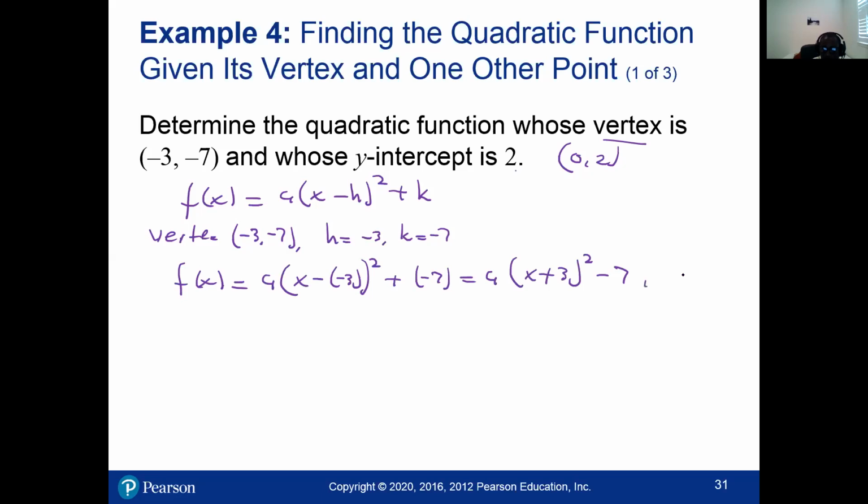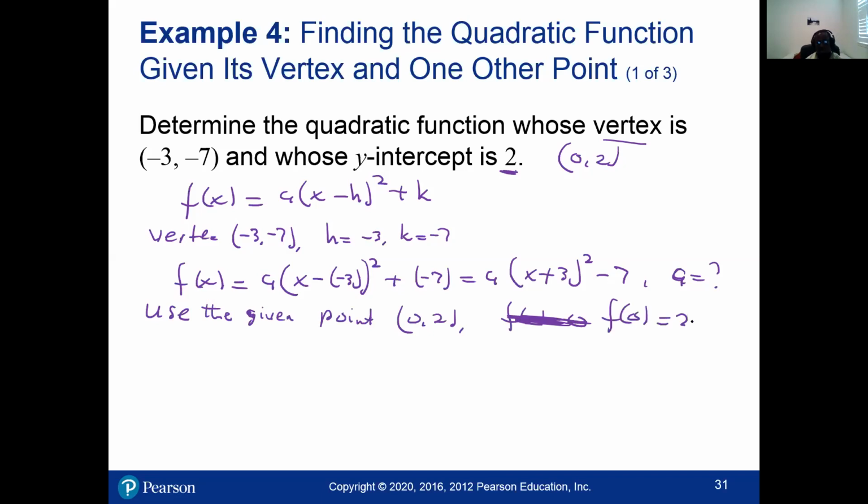So the question is, what is a? How do we determine the value of a? Well, we use a point. Use the given point. Okay, there it says the y-intercept is 0, 2. So it means f of 0 is equal to 2. F of 0 is equal to 2. So when x is 0, y is 2. So we use the point.